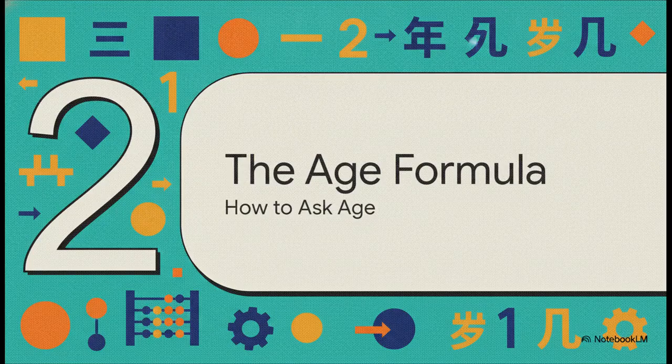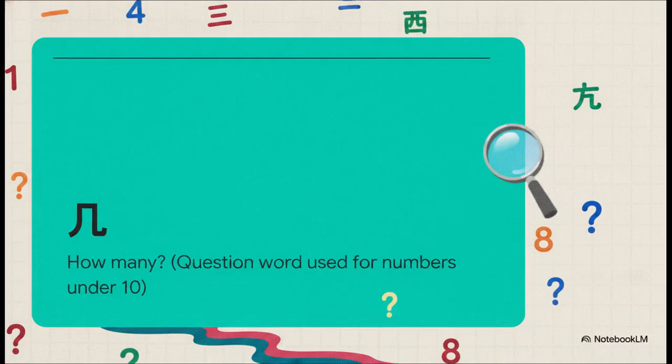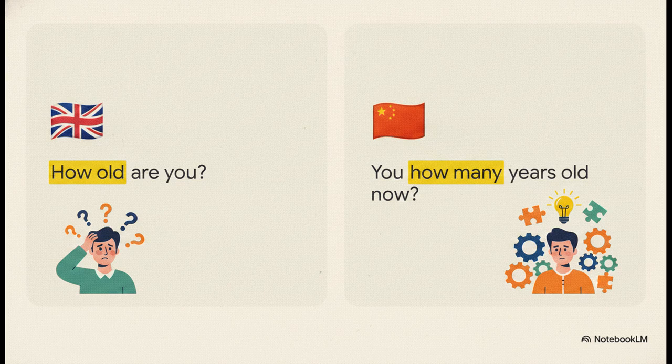Moving right along to Section 2, the age formula. How to ask how old. Now, I want you to think of asking age not as some daunting, complicated grammar rule, but simply as a really logical formula where we just plug our new numbers into the slots. To build this formula, we first need to meet a brand new vocabulary word, jǐ. This is a really handy question word that translates to how many, but there is a very strict rule you've got to remember here. You only use jǐ when you expect the answer to be a small number, specifically a number under 10.